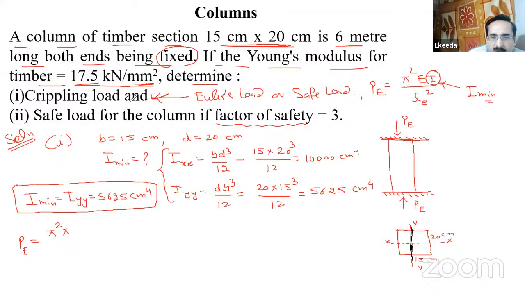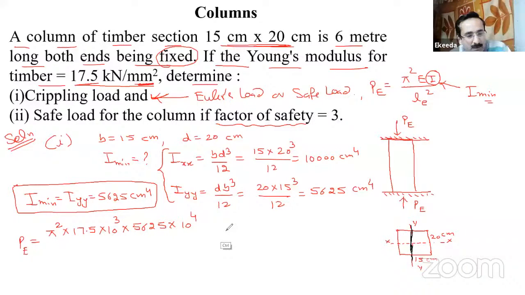So we can keep it in millimeters, so that all the millimeters will cancel out and the answer will come in Newton. So we can write 17.5 into 10 power 3 Newton per millimeter square, right? This is E, the modulus of elasticity. I minimum is 5625 into 10 to the power 4 millimeter to the power 4.